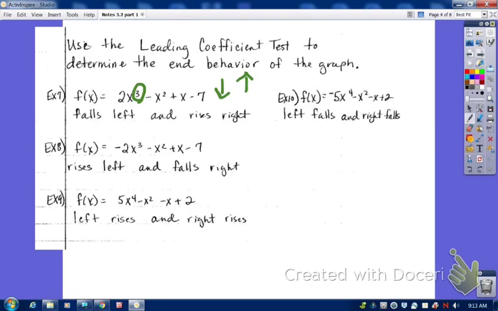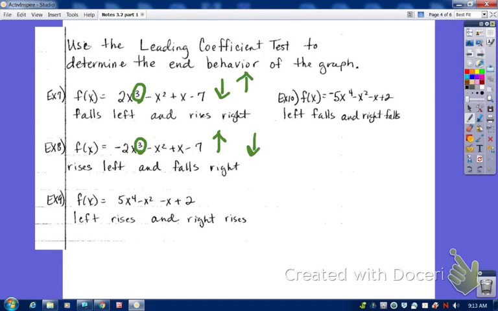So in example 8, you would look for the highest exponent. The highest exponent is 3. That is odd. That's called your degree. Your leading coefficient is negative, so that means the right-hand side is going to go down and the left-hand side is going to go up, and you'll write rises to the left and falls to the right. You can even just draw the arrows if you want to. Okay, I'll just take the arrows.